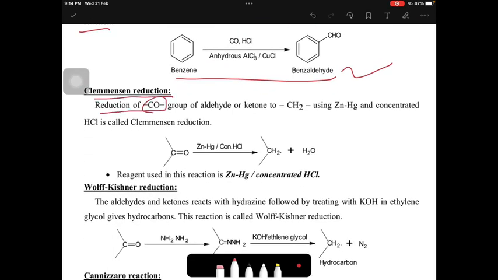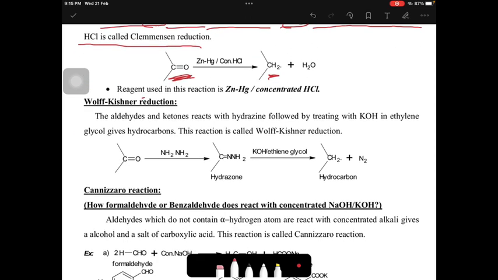Clemmensen reduction. Reduction of the C=O group of aldehyde or ketone to CH2 using Zn-Hg and concentrated HCl is called Clemmensen reduction. Observe carefully, here C double bond O is converted to CH2. Reagent used in this reaction: zinc amalgam and concentrated HCl. Next one, Wolff-Kishner reduction.